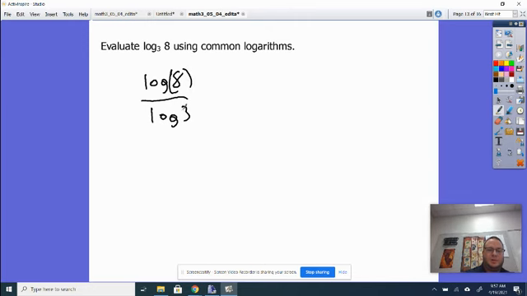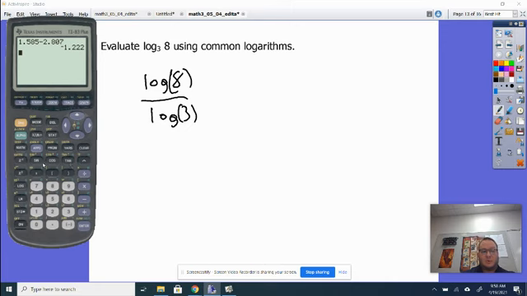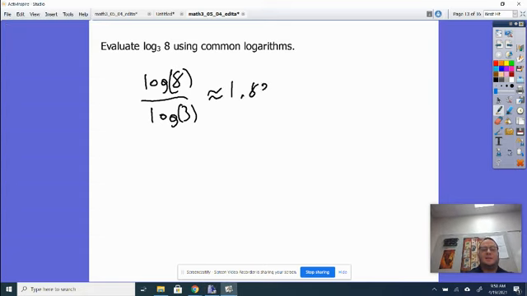Please make sure you close off your parentheses nicely here, otherwise you could have issues. So I can say log of 8, close parentheses, divided by log of 3. That's going to give me about 1.893. It doesn't matter if you use ln. ln would also work just as long as you use ln for both of them. It actually doesn't matter which base. We just have 2 very specific buttons on our calculator, so those are the ones we're going to want to use. So this is approximately 1.893.